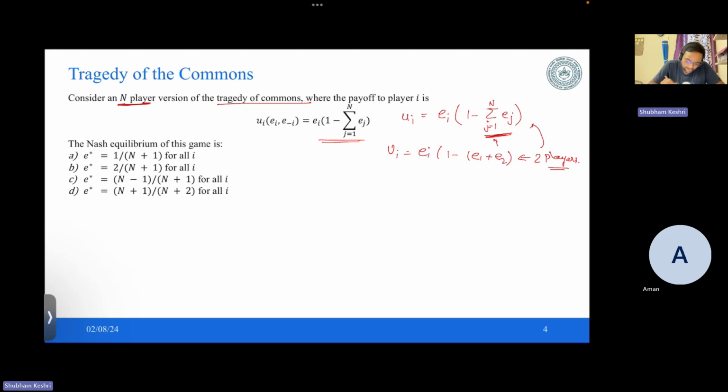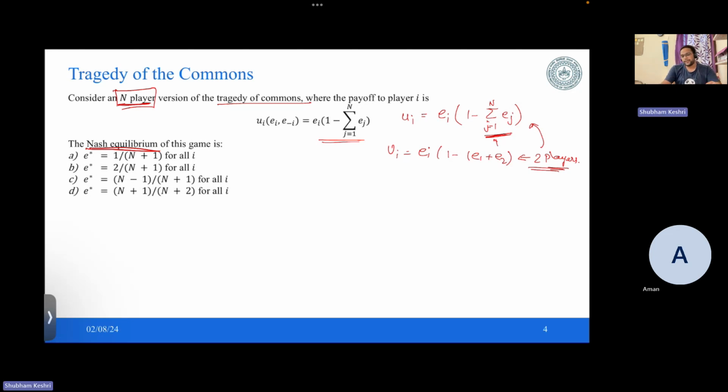Now the question is, what is the Nash equilibrium of this game? We have seen the Nash equilibrium when we had two players. Now we are having n players. This is an n player game. And the question is, find the Nash equilibrium of this game.